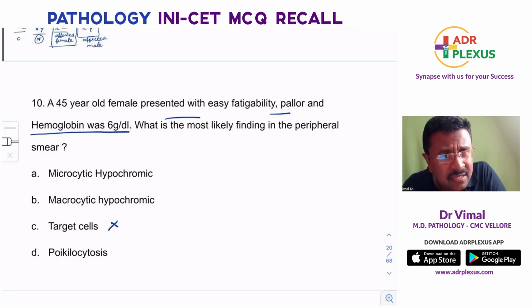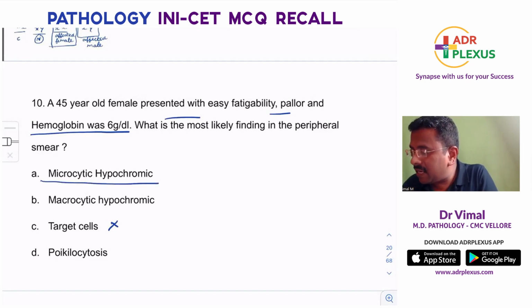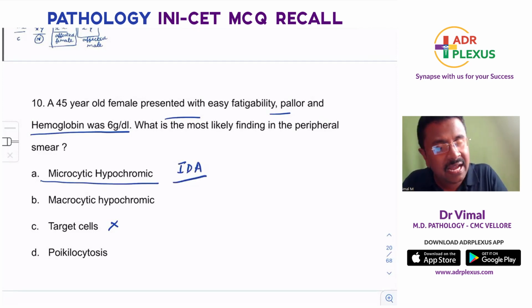And poikilocytosis just tells you that there is a difference in the shape of the RBCs. Yes, poikilocytosis can occur in iron deficiency anemia, in thalassemia, and in any other conditions also. And definitely your thinking will not be in terms of macrocytic anemia in a female with hemoglobin 6. So in a female presenting with easy fatigability and pallor, the first thing we think of is microcytic hypochromic anemia, and the most common cause of microcytic hypochromic anemia in our setup is iron deficiency anemia.